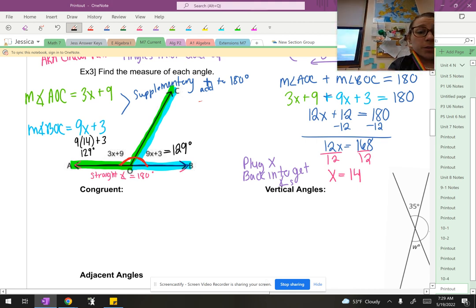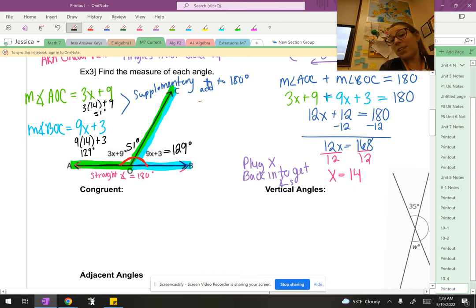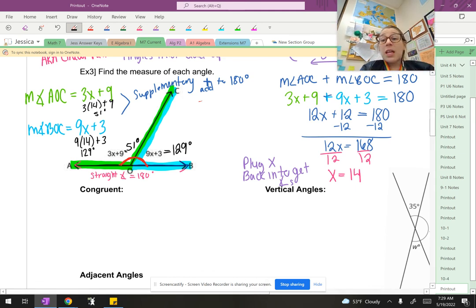And the measure of AOC, which would be 3 times 14 plus 9. 3 times 14 is 42, plus 9 is 51, making angle AOC 51 degrees, which, if we then checked 51 plus the 129, that gives us the 180 that we would expect. So there's the next main type of relationship that you're going to be using, are supplementary angles, or angles that add to 180 degrees.